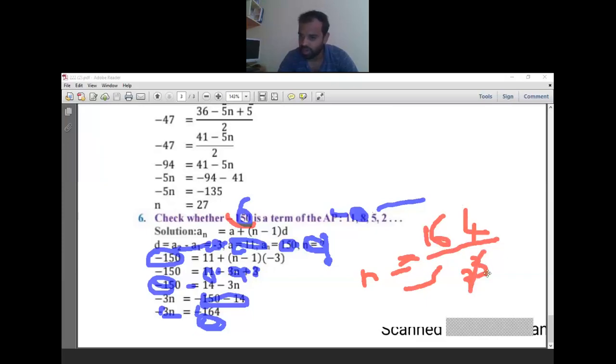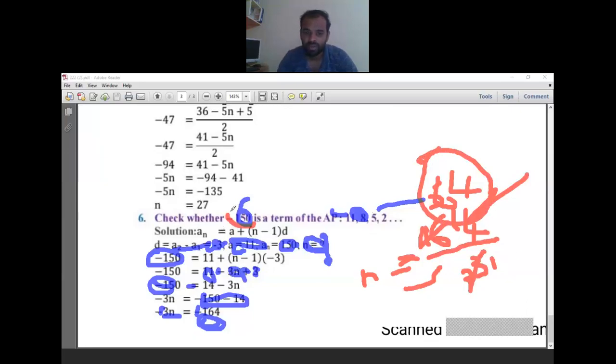If you divide this, what will happen? 3 ones are 3, 3 fives are 15, 1 is left, it will become 14. 3 fours are 12, a decimal answer will come. Okay, 3 sixes, 54.6 something answer will come. Therefore 54.6, we can't take it as a term number. Therefore the given minus 150 is not a term of the given AP.